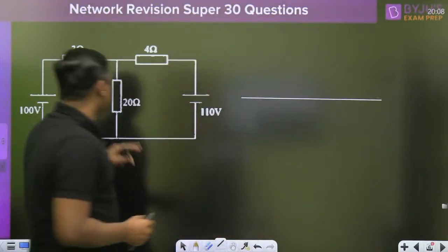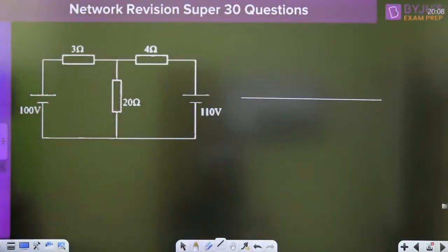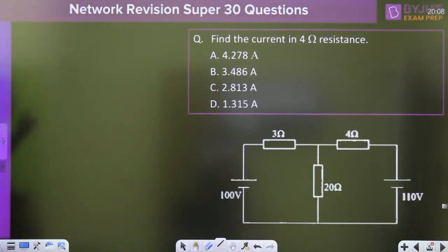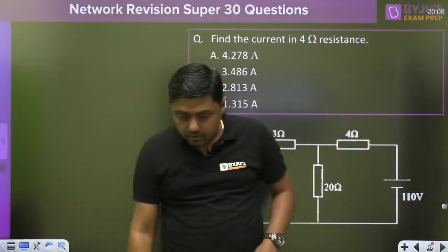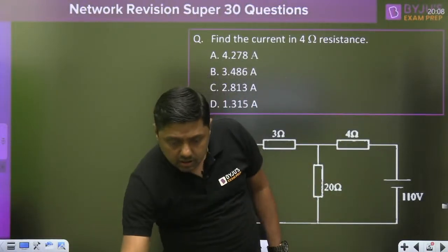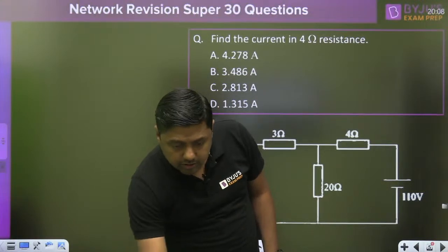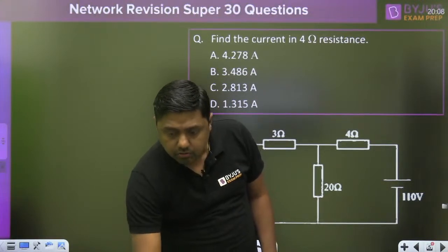Watch this diagram and everyone try to give me the answer for this question. Which answer is correct? That is option A 4.278, option B 3.486, option C 2.813 and option D is 1.315. Harish is giving the answer C. Okay, let's see whether the answer is C or not. Other students, what will be the answer for this particular question?